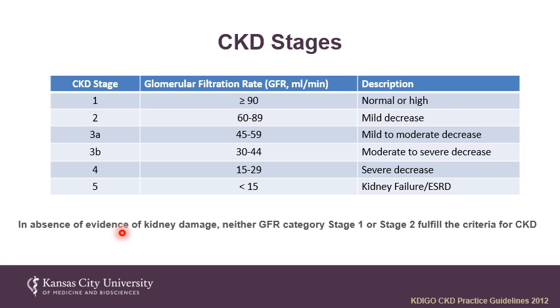In the absence of kidney damage, neither GFR category stage 1 or 2 is enough to fulfill the criteria of CKD. So if somebody has a GFR of 70 or 120, but they don't have proteinuria or hematuria or some sort of marker of kidney damage, they don't have CKD. Okay?